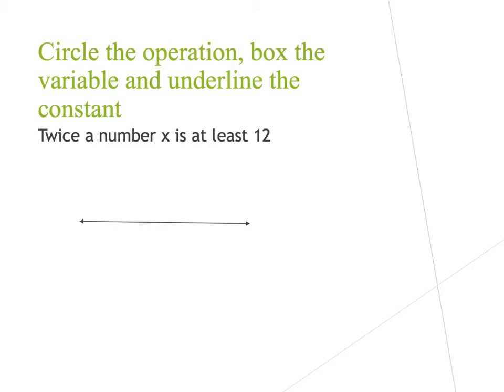Okay, so let's get started on this one. We're going to circle the operation, box the variable, and underline the constant. All right, so twice, we're actually going to circle that because that is an operation and it's also a number, but we're going to circle it because twice means to multiply by 2. A number, x, so there's my variable, so I'm going to box in my variable, is at least. All right, at least, so you ask yourself, twice a number is at least 12, so 12 is the least number, is the smallest number.